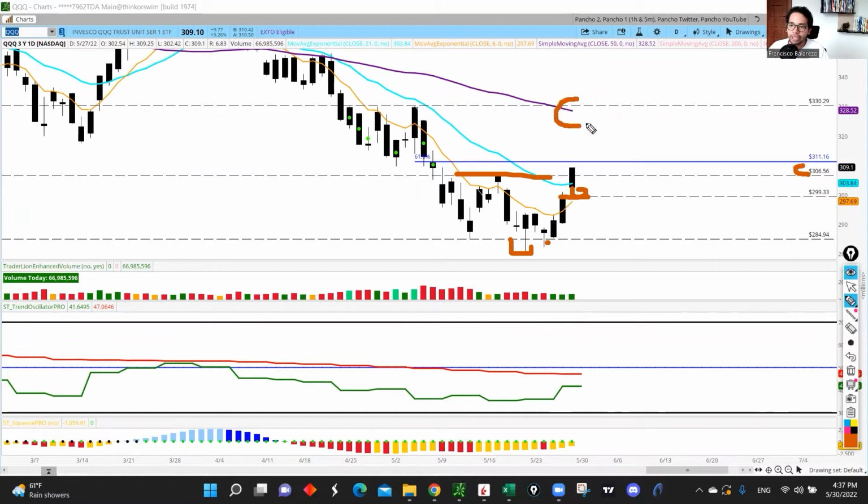And I think that the next level of resistance is going to be that 50 daily moving average. But of course, we also have the 618 Fibonacci retracement, which is measured from this swing high to this swing low right here. So this one is looking good. Perhaps we're going to get a little bit of tightening, or perhaps we're just going to break out and continue to squeeze the shorts all the way to that 50 daily moving average.